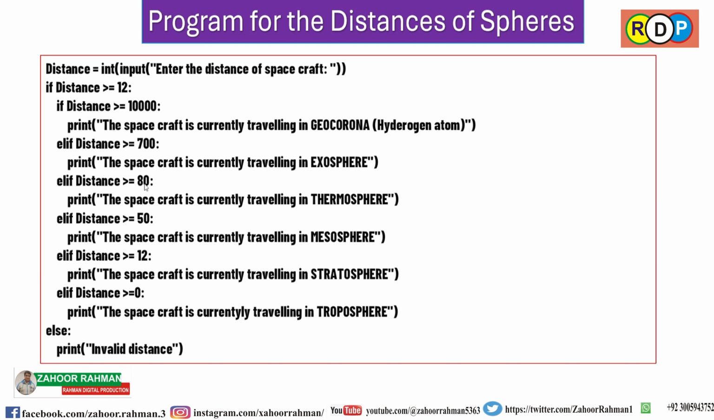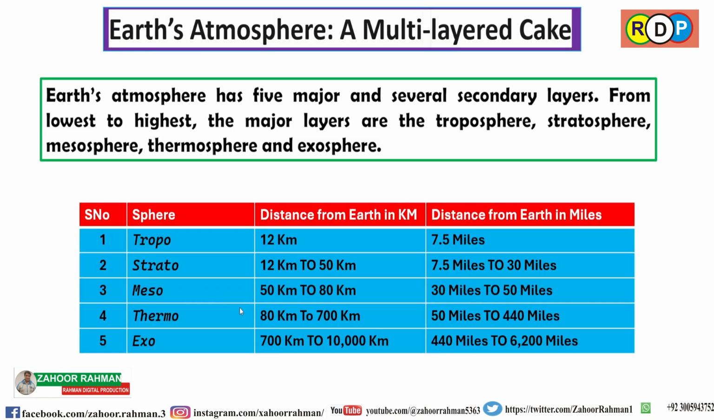Similarly, if the distance is greater than 80, then the spacecraft is traveling in thermosphere. Remember that if it is greater than 10,000, then there is outer space, and that is geocorona, the hydrogen atom atmosphere, as it is called. So I took these values of 50, 12, and if it is greater than 0, then 0 to 12 means that it will be in troposphere. I took these values from this table.